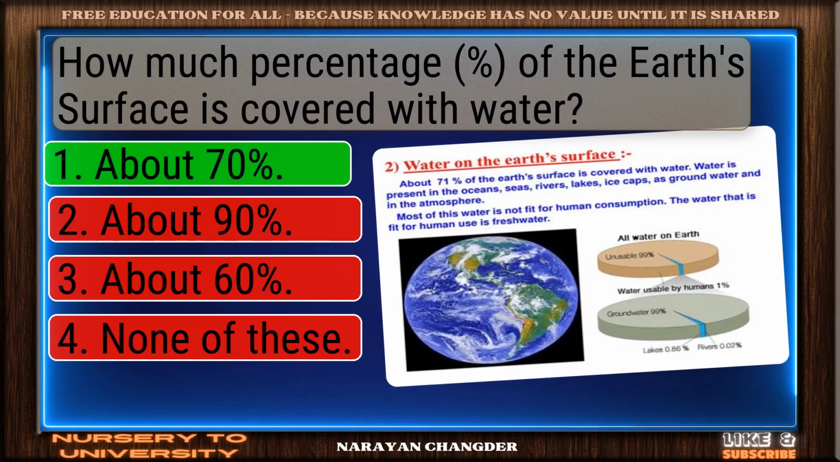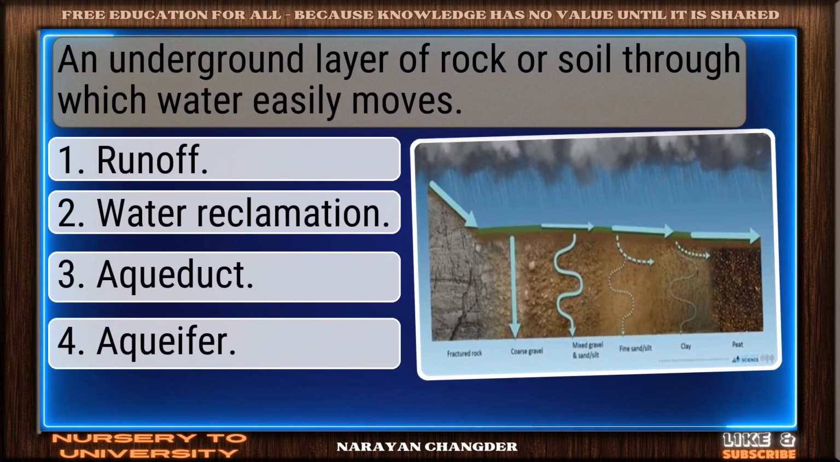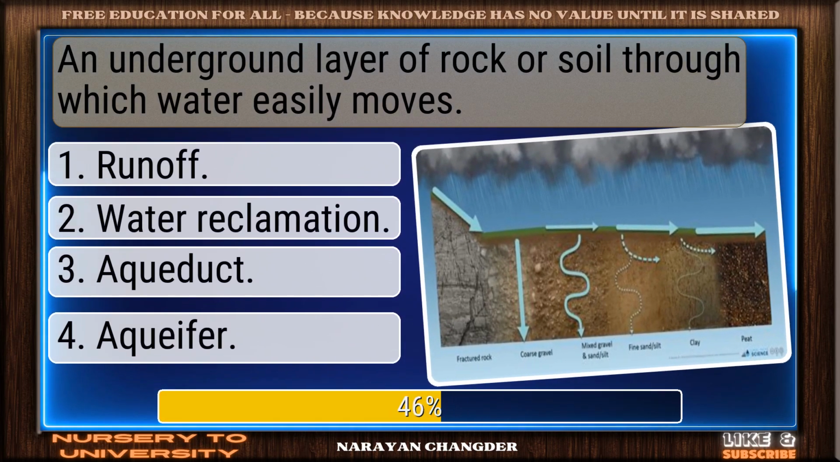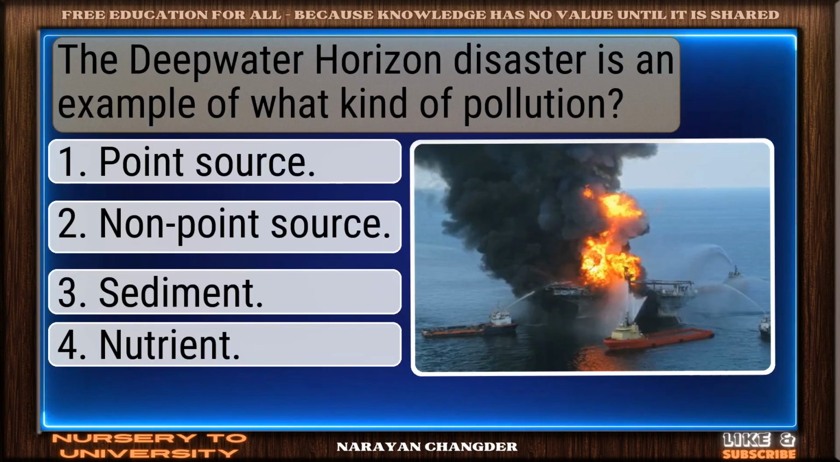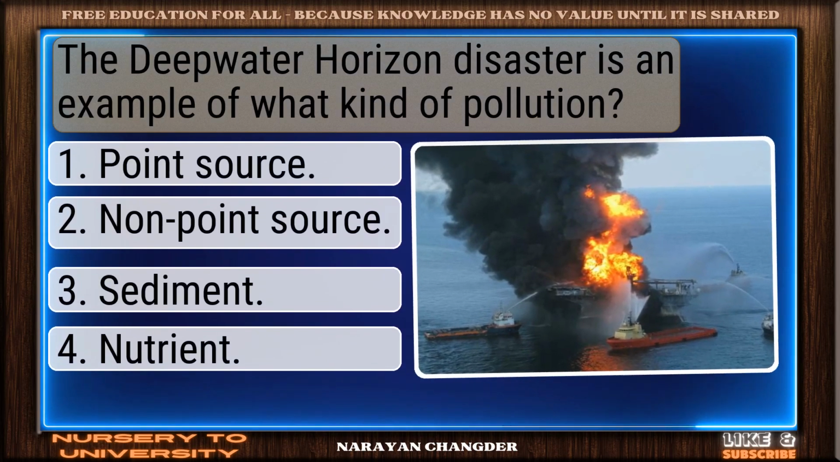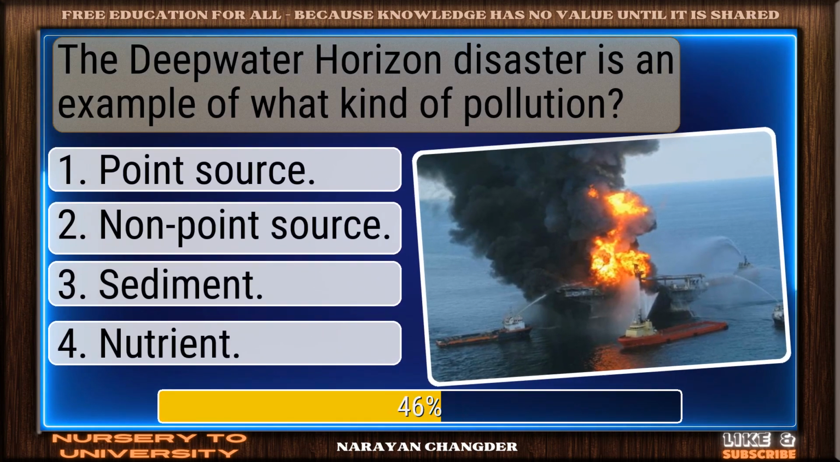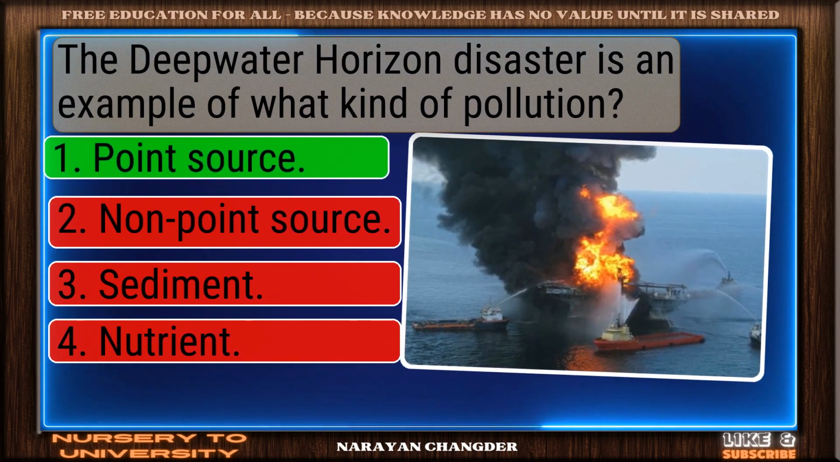Well picked. About 70% is correct. An underground layer of rock or soil through which water easily moves. Right again. Aquifer is valid. The Deepwater Horizon disaster is an example of what kind of pollution? Perfect. Point source is the one.